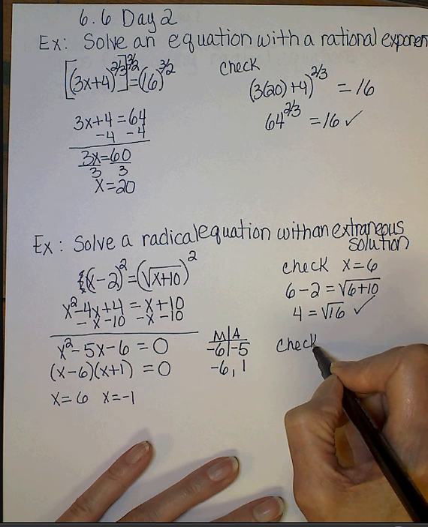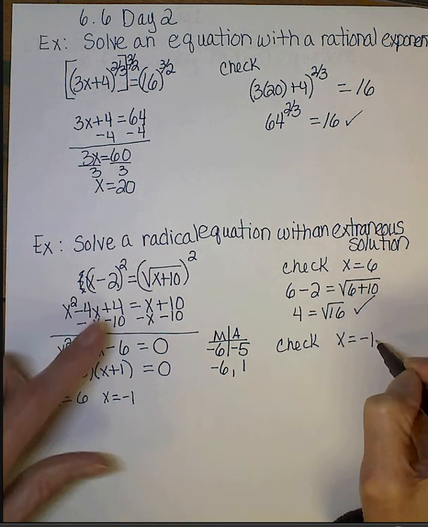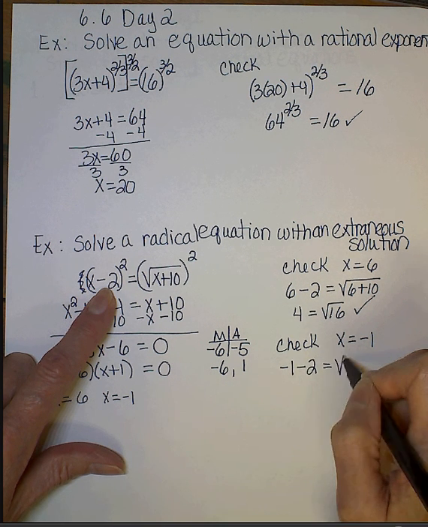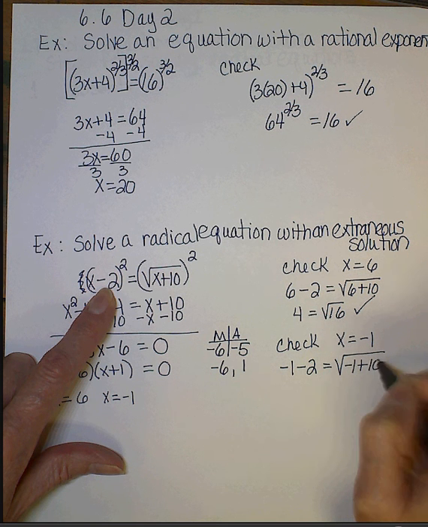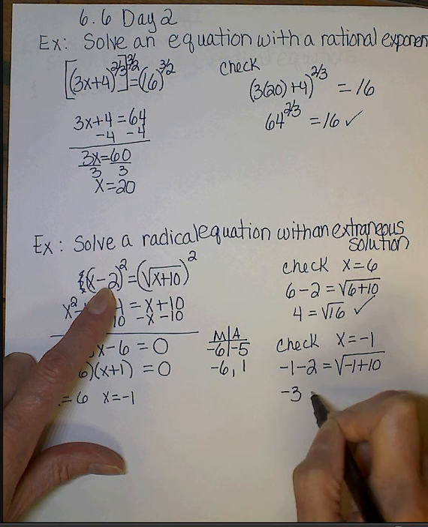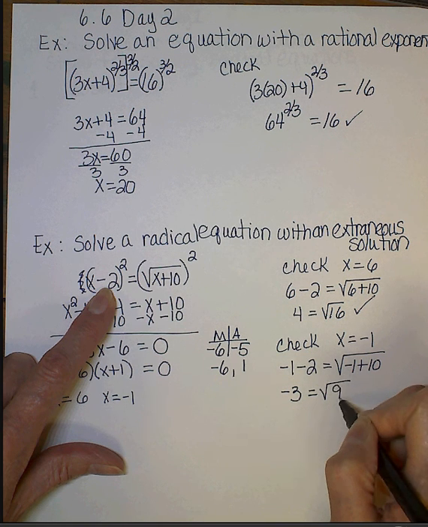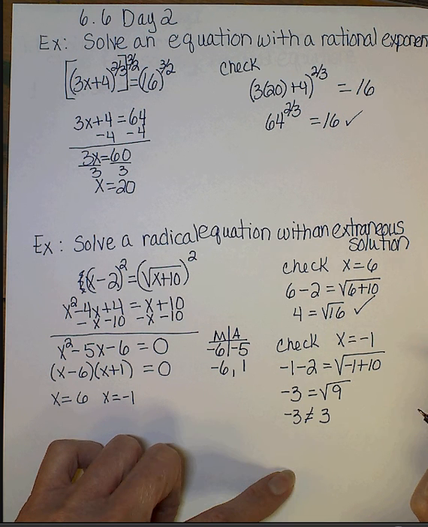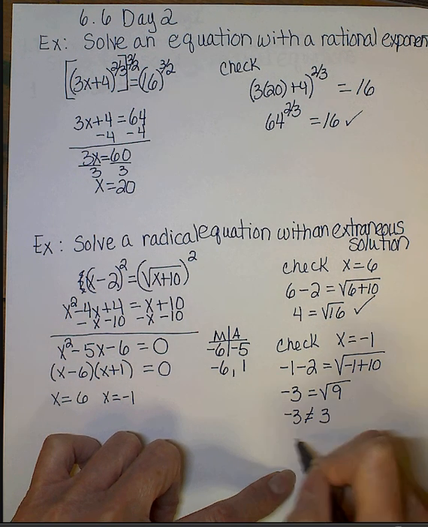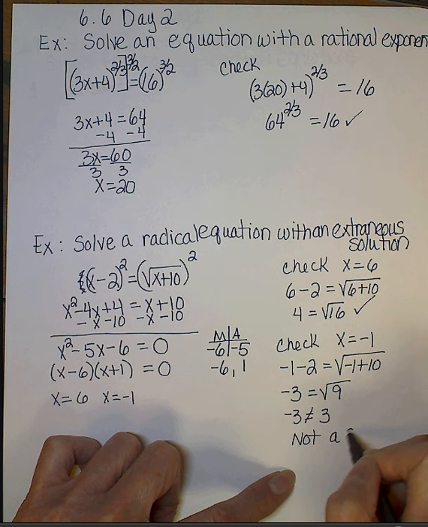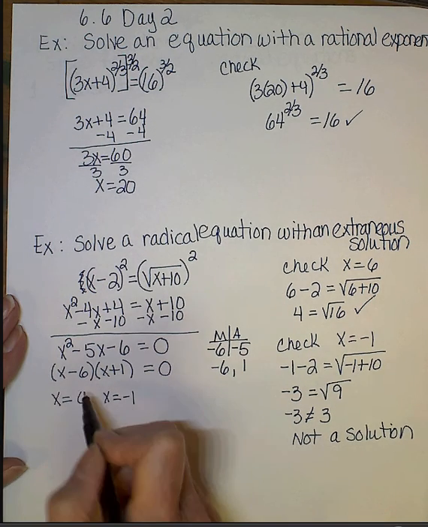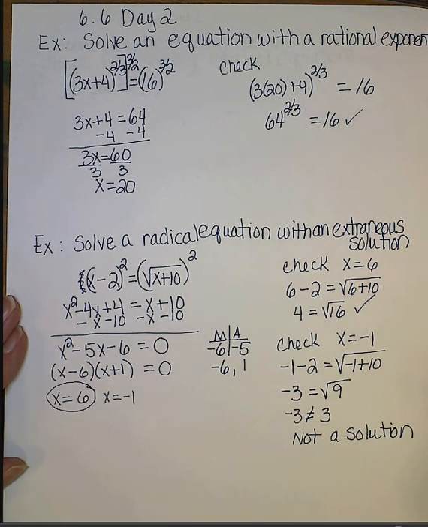Alright, let's check negative 1. So negative 1 minus 2, and the square root of negative 1 plus 10. So this is negative 3, and this would be the square root of 9. And so those two don't equal each other. Negative 3 does not equal 3. So this was not a solution. So I always go back and circle the one that works. So the only one that works is x equals 6. All right.